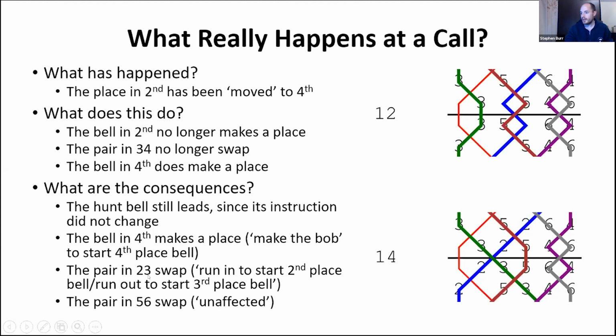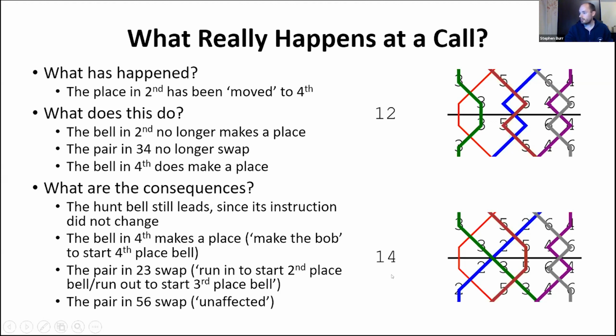The pair in 2 and 3 have to swap. They're stuck between this place here and this place here. The notation hasn't got anything between the 1 and the 4, so that means that 2 and 3 positions have to cross over, and this is what's referred to as running in and running out. So this swap is what leads to running in and running out. And actually what's happening is that the bell that was about to become 4th place bell here, that's forced to run in and start 2nd place bell. And the bell that was about to make seconds is forced to run out and become 3rd place bell.